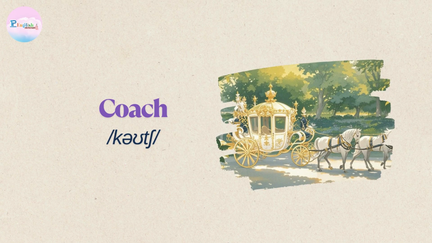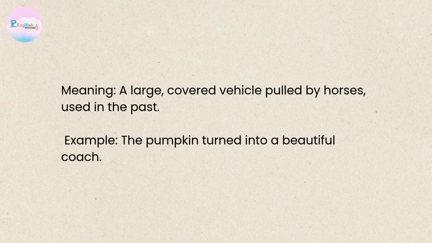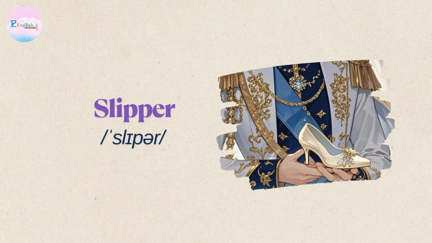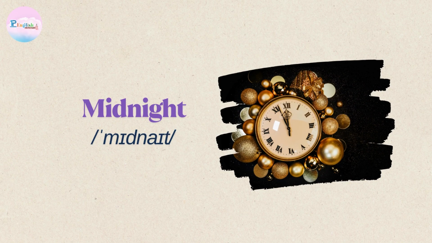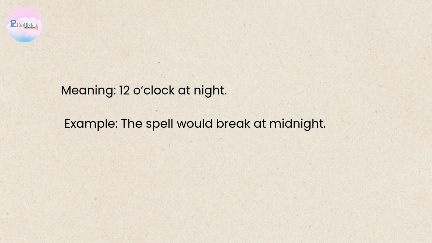Coach. Meaning: a large, covered vehicle pulled by horses, used in the past. Example: the pumpkin turned into a beautiful coach. Slipper. Meaning: a comfortable, light shoe that is easy to slip on and off. Example: Cinderella lost her glass slipper at the ball. Midnight. Meaning: 12 o'clock at night. Example: the spell would break at midnight.